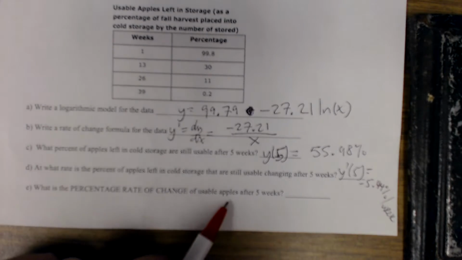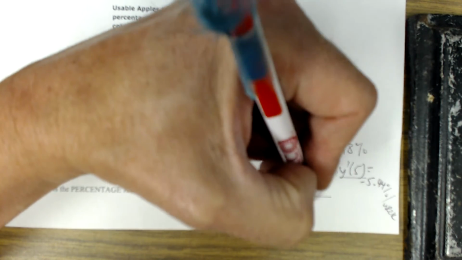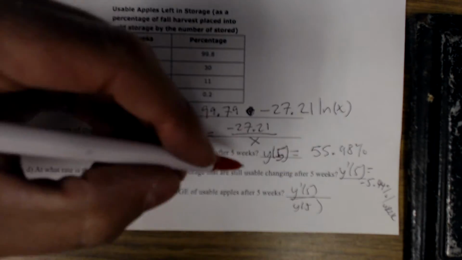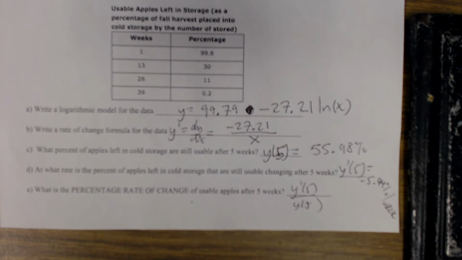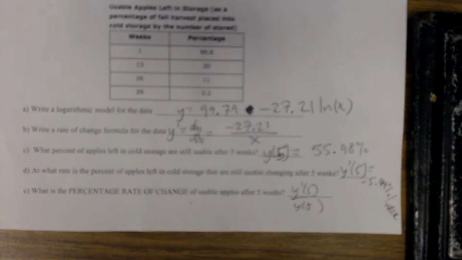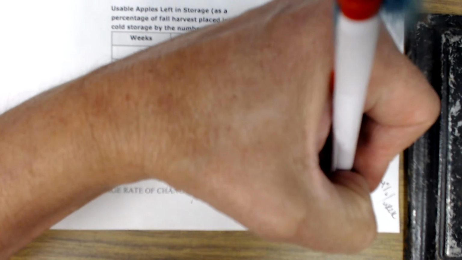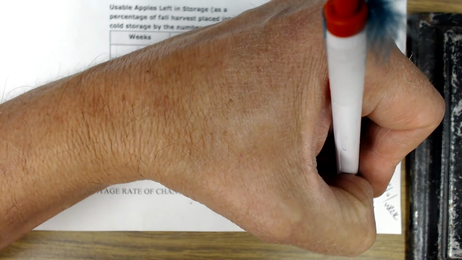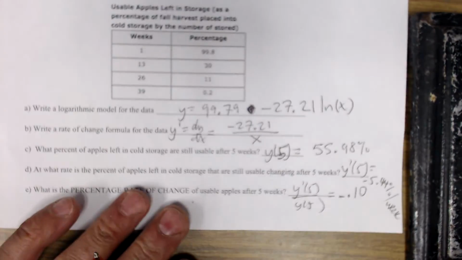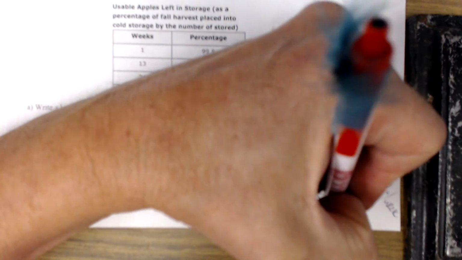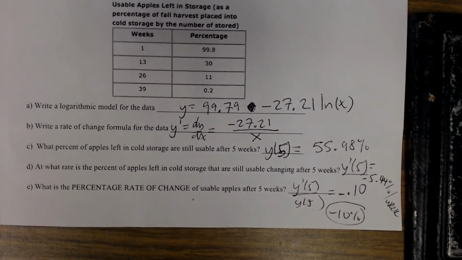What is the percentage rate of change of usable apples? So the percentage rate of change is y prime of 5 over y of 5. So y prime of 5 was negative 5.44, rounding to 2 decimal places, divided by 55.98. That gives me that it's decreasing. The percentage rate of change is negative 0.1 if I round to 2 decimal places, which is negative 10%. There we go. That seems pretty reasonable, doesn't it?